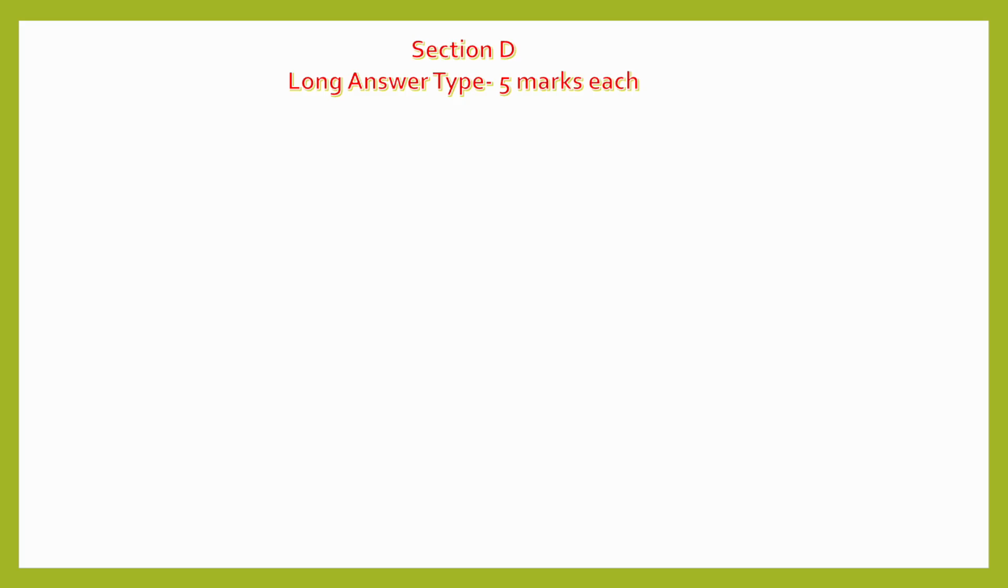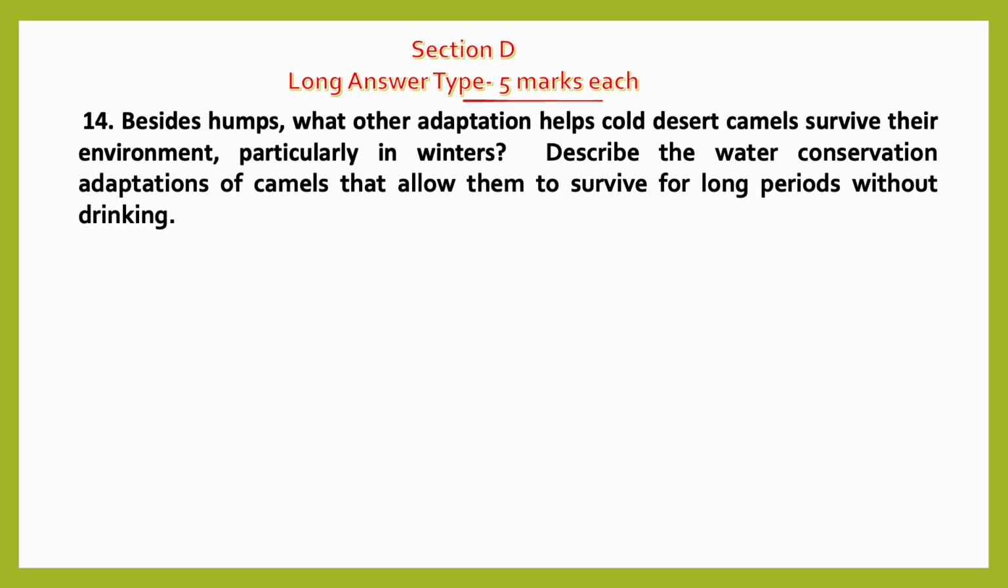Next we have section D, long answer type, 5 marks each. Besides humps, what other adaptation helps cold desert camels survive their environment, particularly in winters? Also, describe the water conservation adaptations of camels that allow them to survive for long periods without drinking.